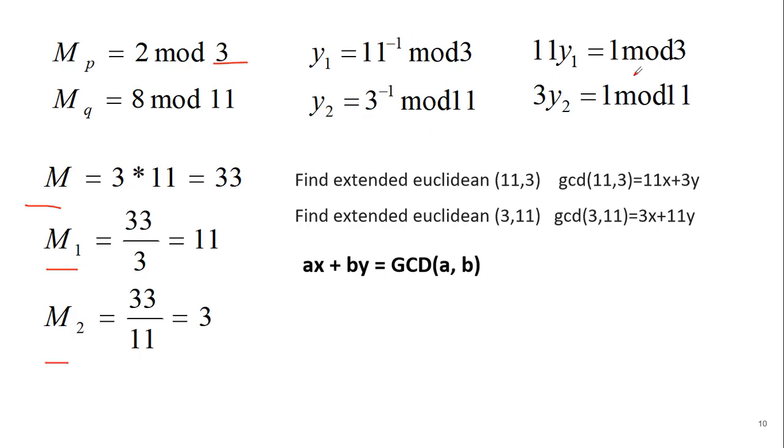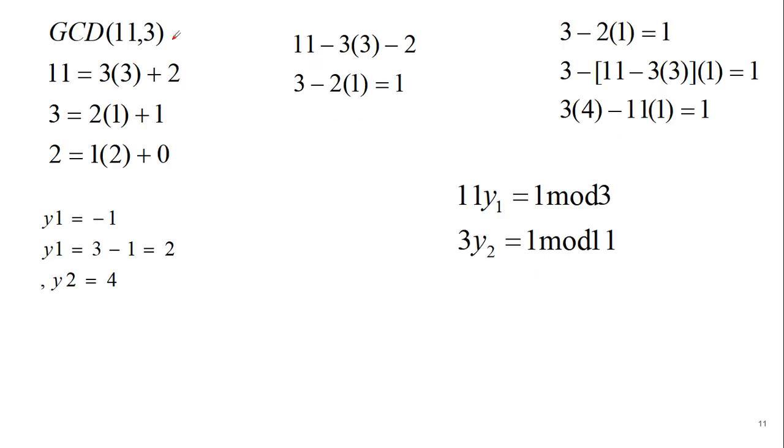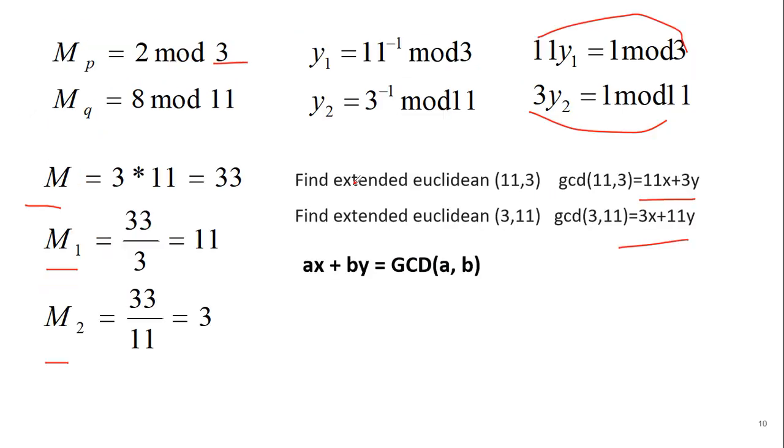Otherwise we can write 11 y1 is equal to 1 mod 3 and 3 y2 is equal to 1 mod 11. Now we can apply the extended Euclidean algorithm, for 11 and 3 to get this, and for 3 and 11 to get this. By applying the extended GCD we get the answer. Here I have explained the example GCD of 11 and 3. We write this down, then write the equation in a different format, and then we use back substitution. These steps are basic.